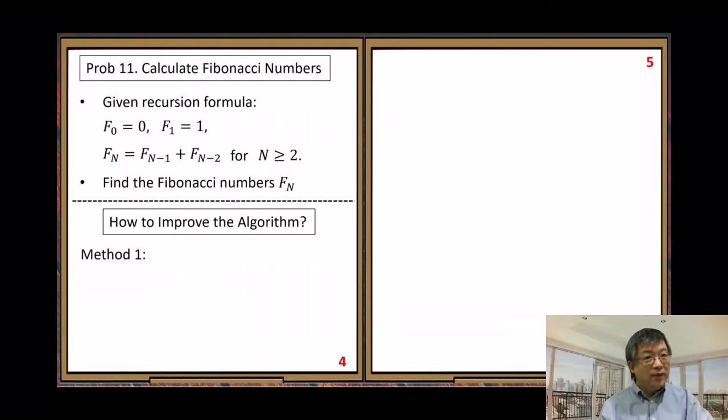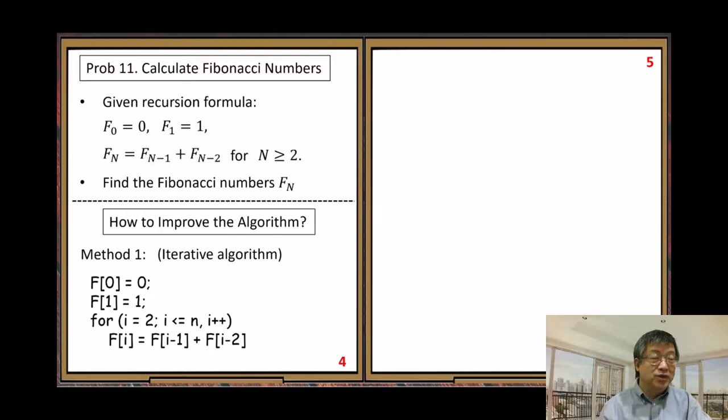Regarding improvement, we have 2 different methods. Let me quickly describe them. The first one is the iterative algorithm. We do not use recursion. We use iteration. In that way, we can avoid redundant calculation. The code is like this, using a for loop. In this way, can you see any redundant calculation? No, we cannot, right?